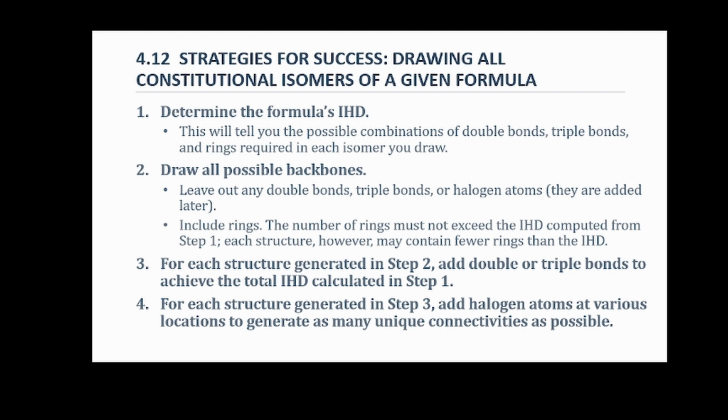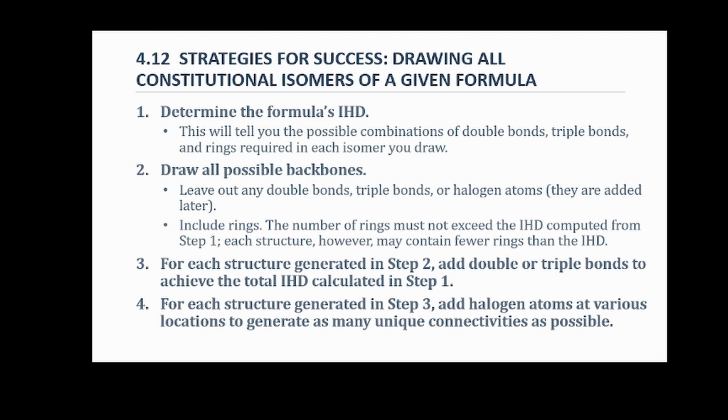You can do different sized rings. Each structure, however, may contain fewer rings than the IHD. You can't have more rings than the IHD would allow, right? For each structure generated in step 2, you would then add double or triple bonds to achieve the total IHD that you calculated in step 1. Yes, this means that if you have like 5 carbons, then you're adding 4 different structures, all with double bonds in different places, right? And so, yes, it can get extremely long.